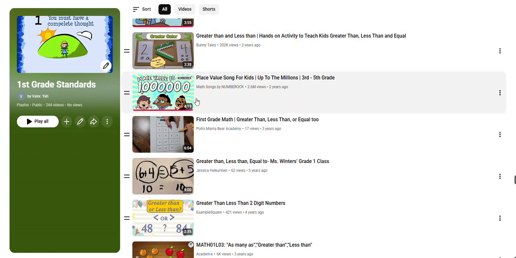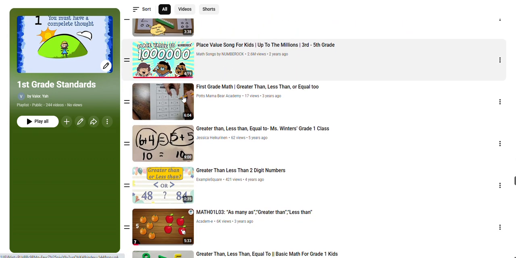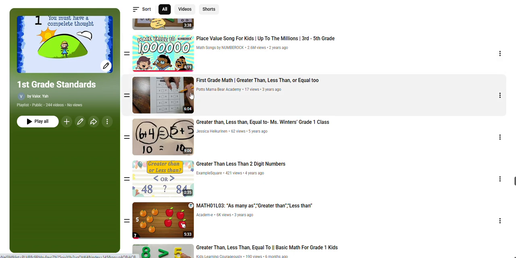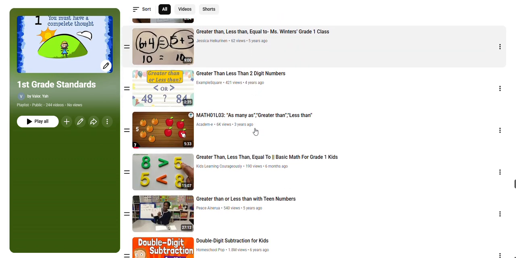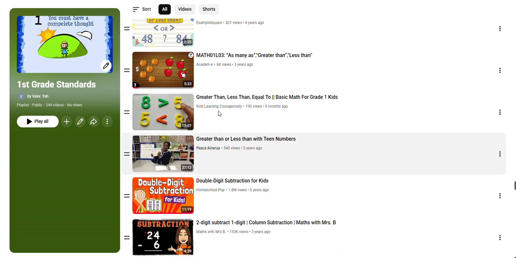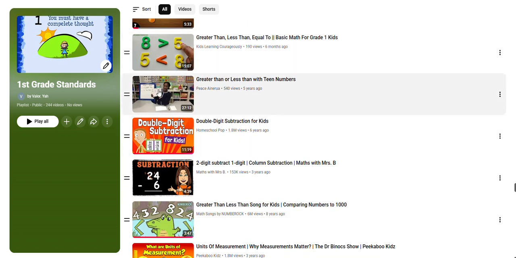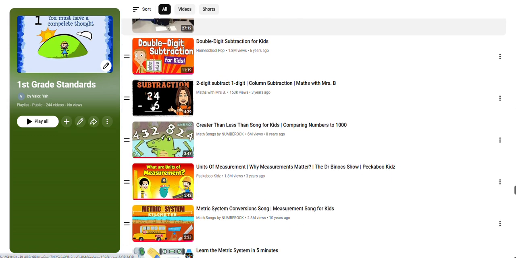We learn about even all the way up to 1 million. Here's some practice. Greater than, less than, or equal to. Again, place values are essential to knowing whether it's greater than, less than, or equal to. More practice. Again, that representation, so important.